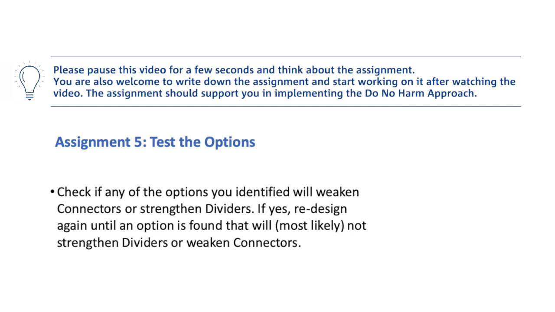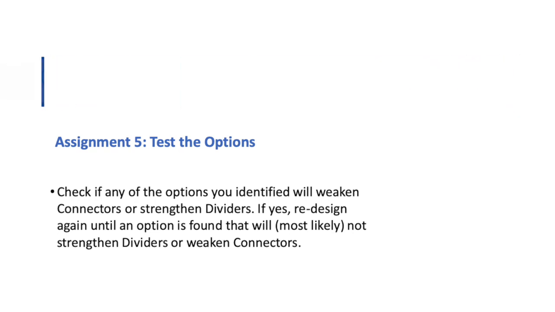Check if any of the options you identified will weaken connectors or strengthen dividers. If yes, redesign again until an option is found that will, most likely, not strengthen dividers or weaken connectors, because we can't know and foresee everything in the future.